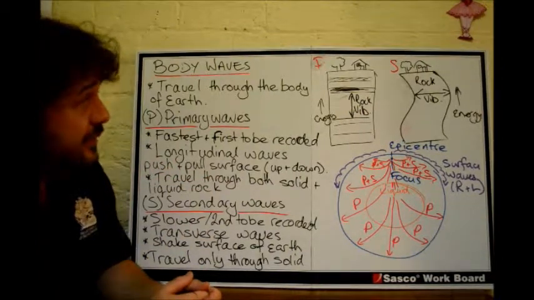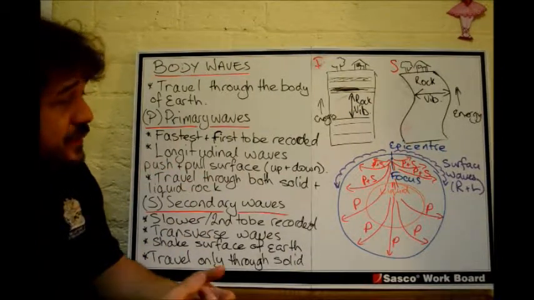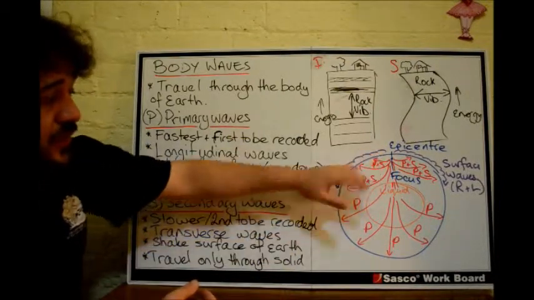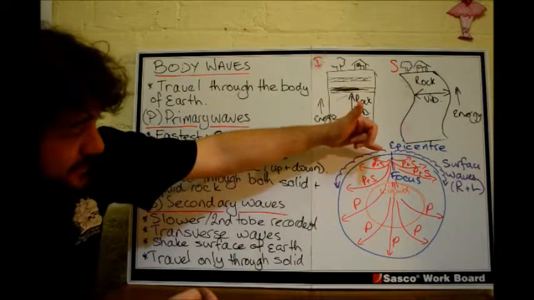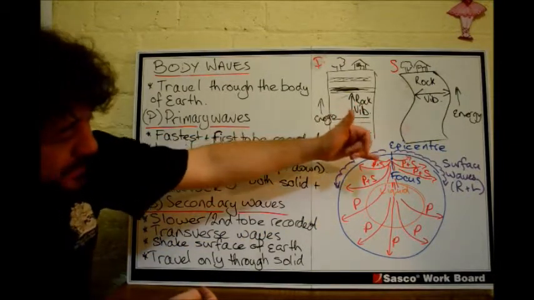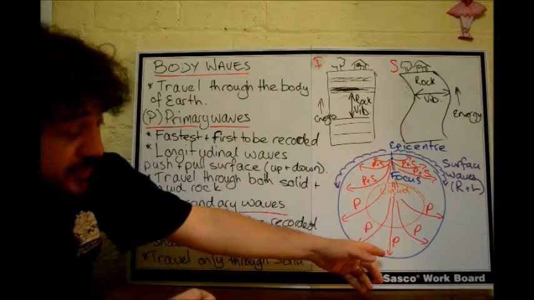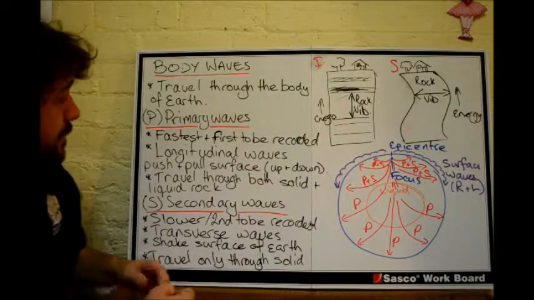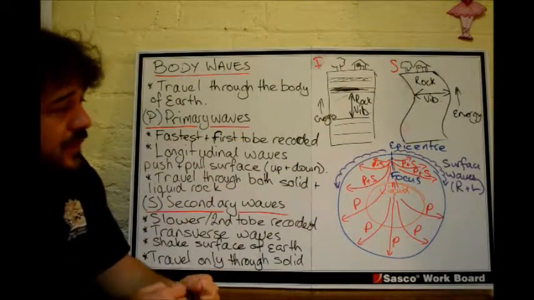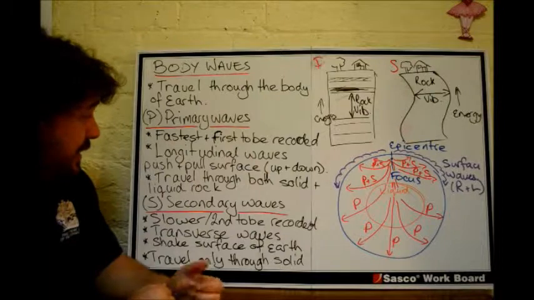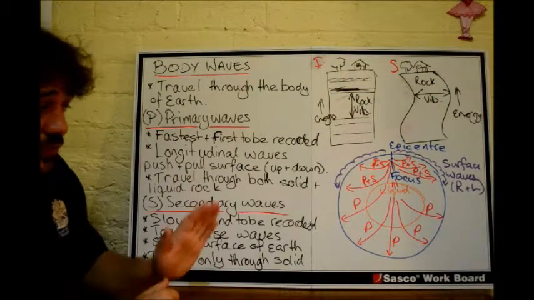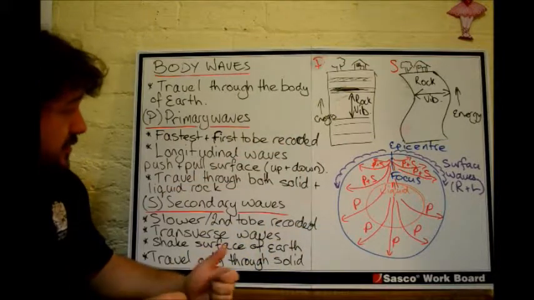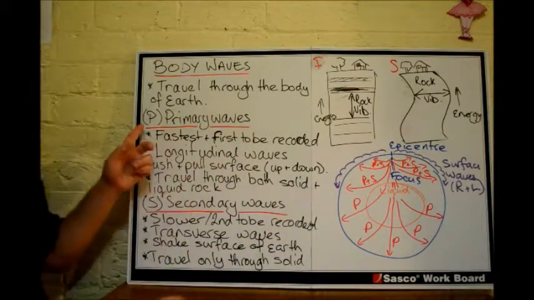Brings us back to our body waves, and these are the waves which travel through the body of the Earth. So if we look up here, the surface waves go along this way, and the body waves travel through, and they do literally travel to the other side of the Earth, just travelling through the Earth like that. Okay, so again we've got 2 types, and again they're longitudinal or transverse.